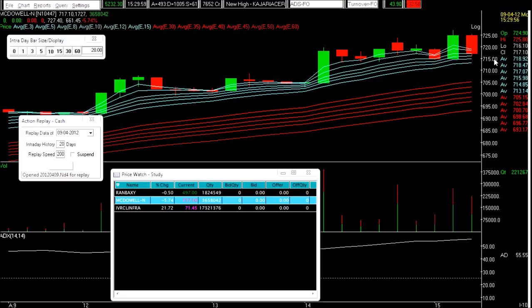So my profit is 24 rupees. And now, today I have made 24 points per lot, and this is how I actually take a trade.